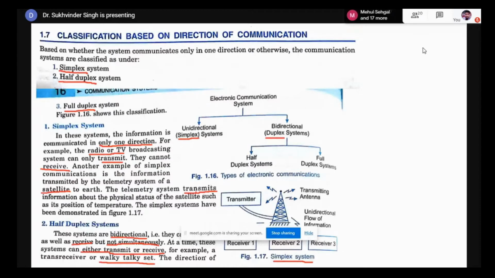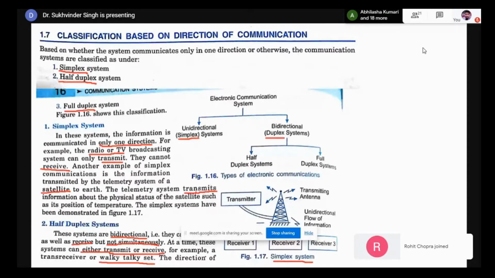Half duplex systems are the bidirectional communication systems, which are called duplex systems. In half duplex systems, we can communicate both ways, but not simultaneously. Here, the word simultaneously is important because the communication will be done in both directions, but one at a time. The example is a walkie-talkie set or so. So only one user will speak at once, and the other will listen.